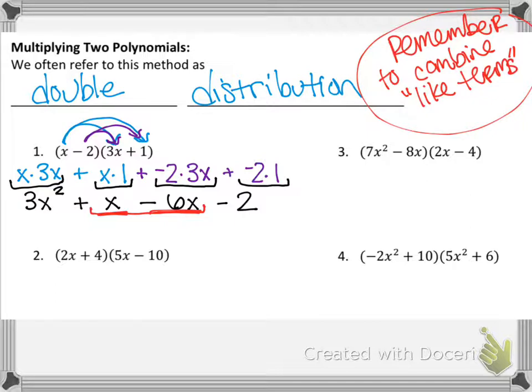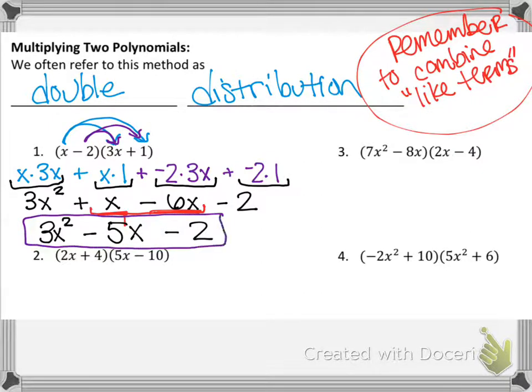So in my final answer, the 3x squared is still there, but this x and minus 6x combined together equal negative 5x. And then that minus 2 stays at the end. So my final answer is 3x to the second power minus 5x minus 2.